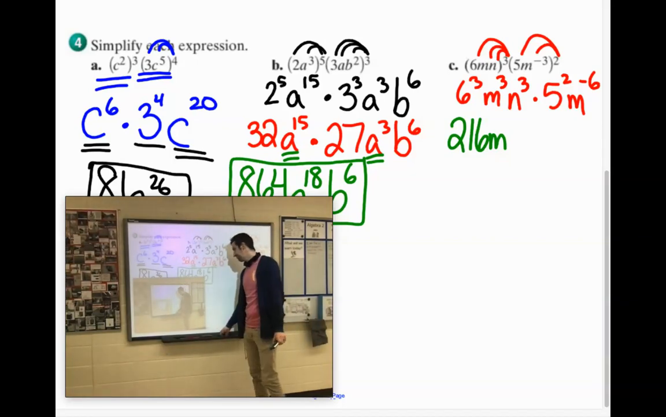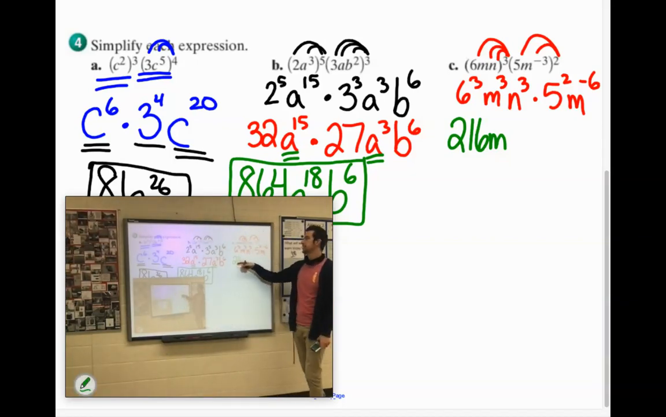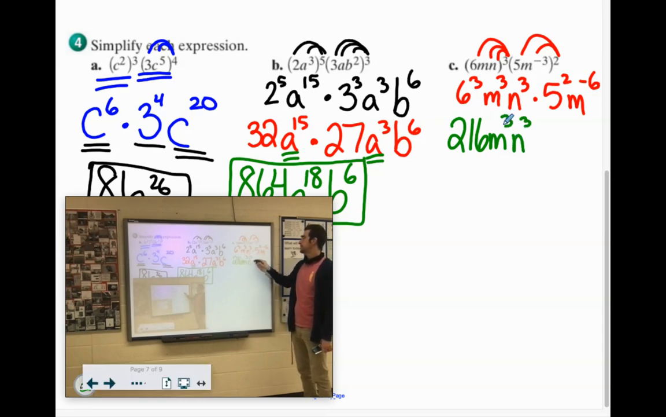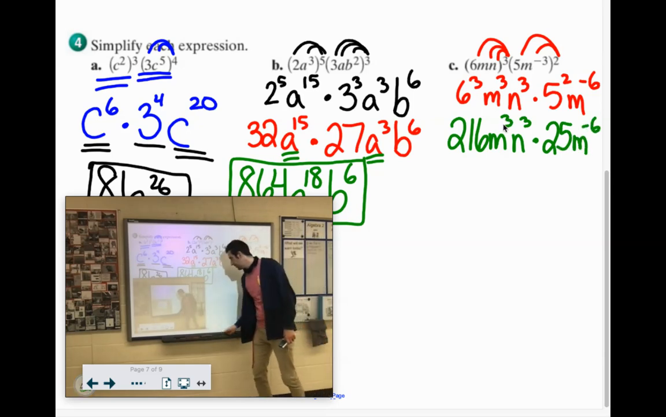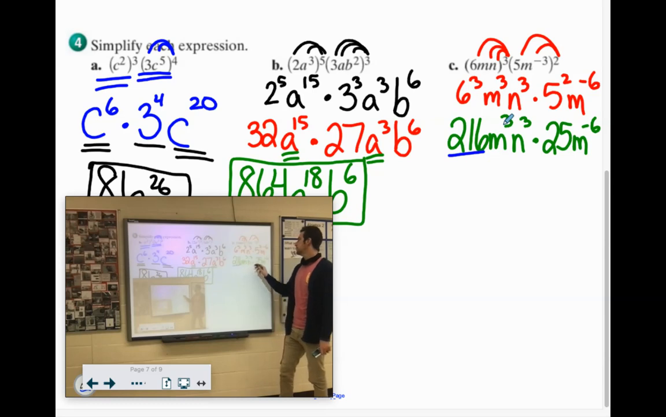Ran out of time. We had 216, that was 6 to the third power. M to the third, N to the third times 5 squared is not 10. It means 5 times 5, which is 25. M to the negative 6th. So let's do what we can. We can do 216 times 25. I don't know what that is. Oh, yeah, 5,400.